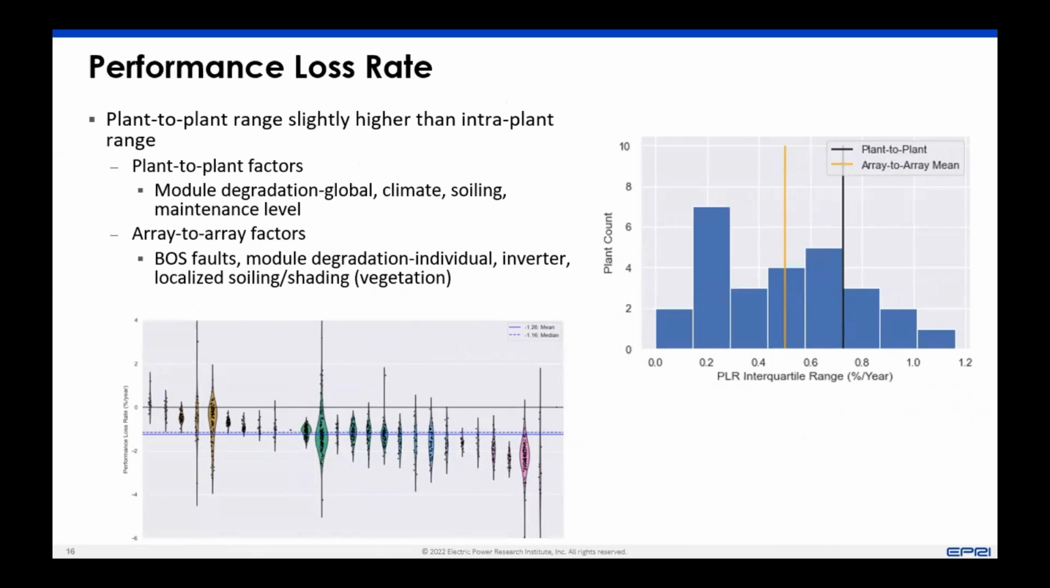Plant to plant is more global, since with a different plant you could use different modules, have different climate, different soiling conditions, all those kinds of things. Within a plant it should be more similar, but there are also differences. There are faults and failures happening that will be different from array to array, and individual module degradation will be different as well. That causes some of the difference within a plant.